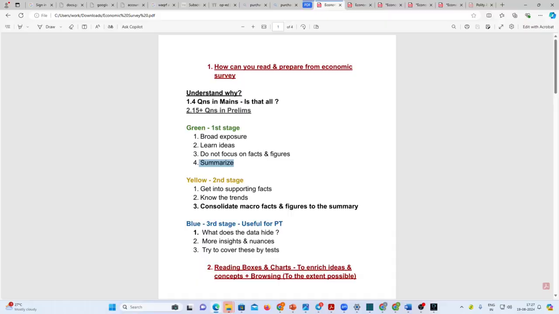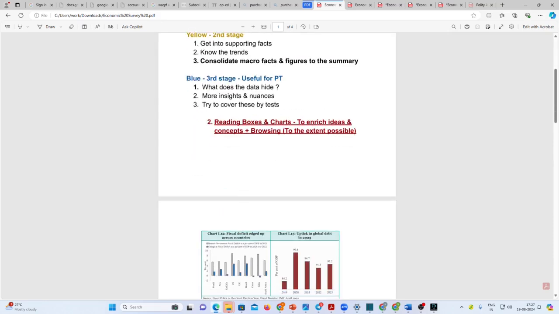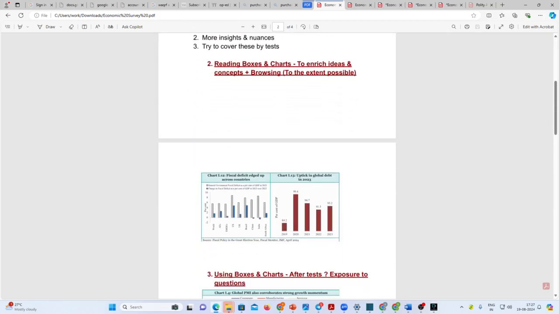All right. So now let's have a look at what other points I have in my mind. So once you're done reading this economic survey in this manner, maybe read 2 times, okay, the green stage as well as the yellow stage, right? Read it. Try to finish this entire economic survey in this fashion before November or December. So once you are done with that, now you can start observing all these boxes and charts.